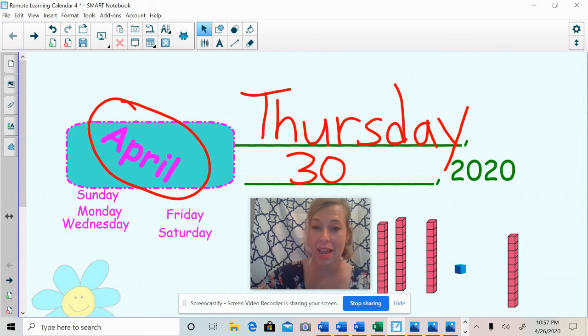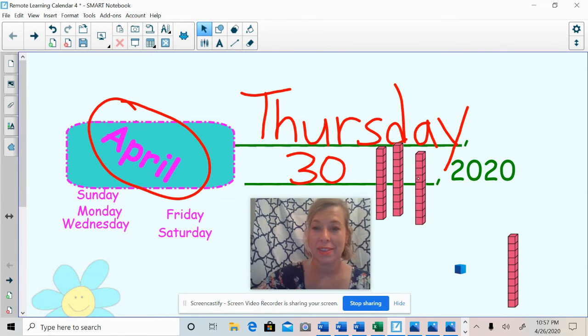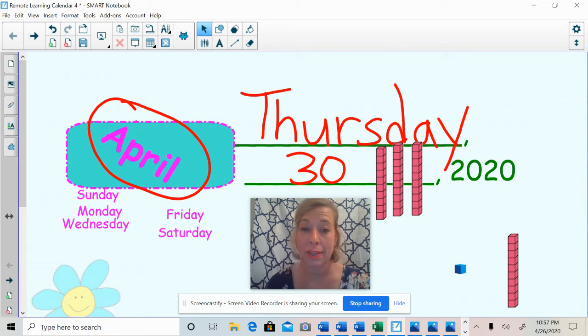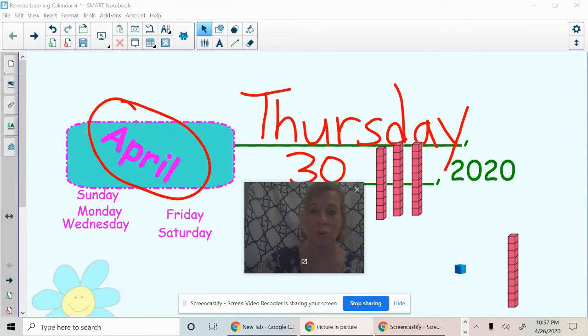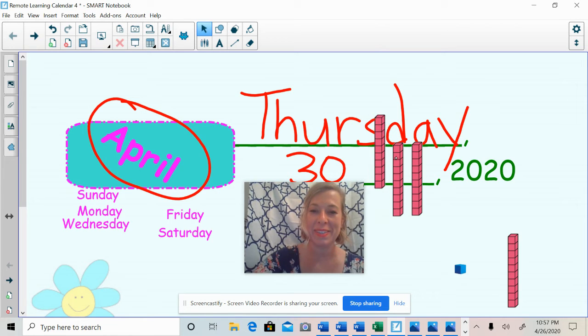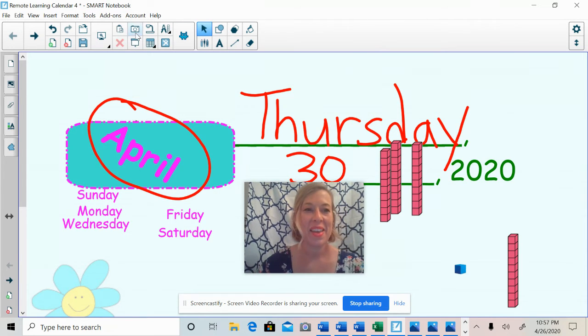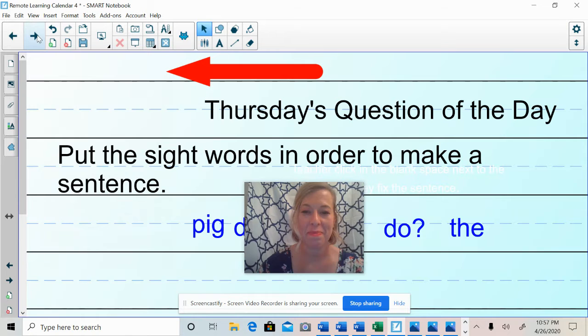We don't need any of our little ones. And the number tells us, it says there are 0 ones. 3 groups of 10, 0 ones. Count by tens again with me. Oh, I made my picture bigger. 10, 20, 30. All right, moving on to our question of the day.